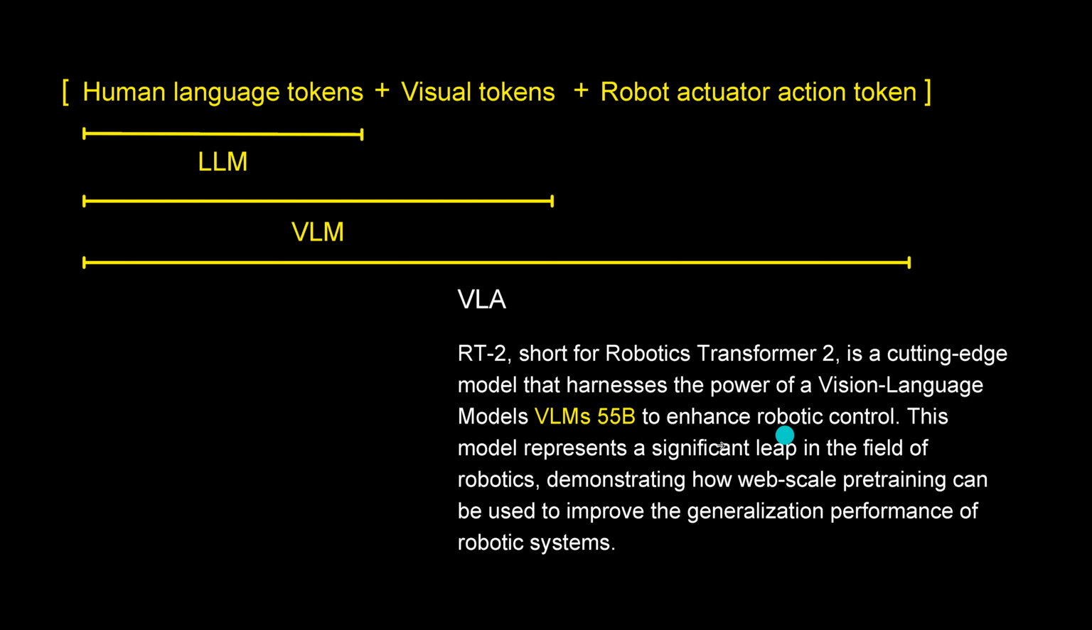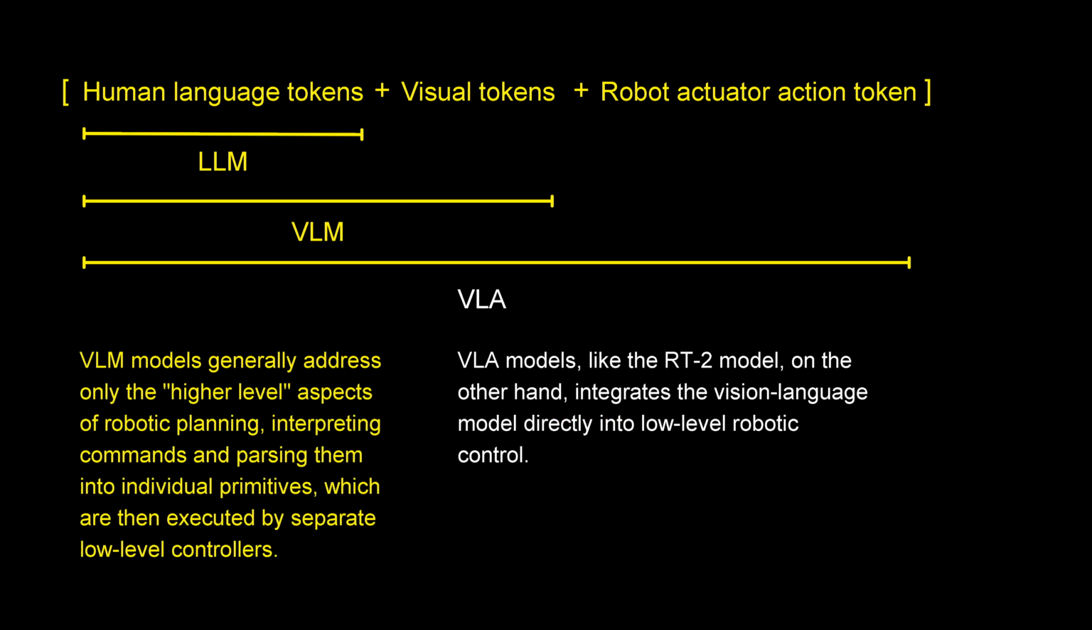A significant leap in the field of robotics, demonstrating that we can have here the web-scale pre-training, and I will show you this in detail in a minute, to be used to improve the generalization performance of a robotic system. So, very easy. We combine our LLM and visual token and robot action token into a new AI system. You see, as simple as that.